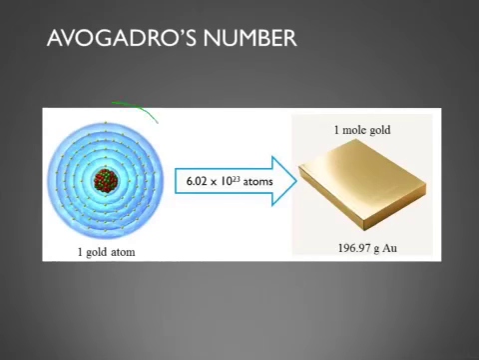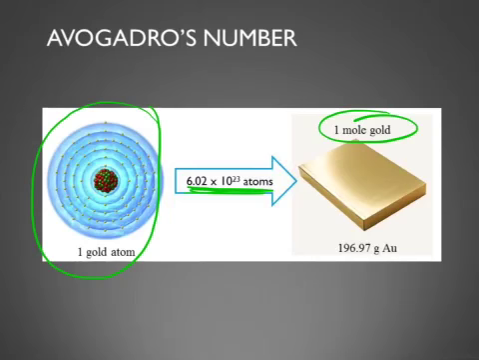Now, here is an atom of gold. And if I were to say I had 6.02 times 10 to the 23 atoms, that would be the same as saying I have 1 mole of gold, and it has a mass of 196.97 grams.